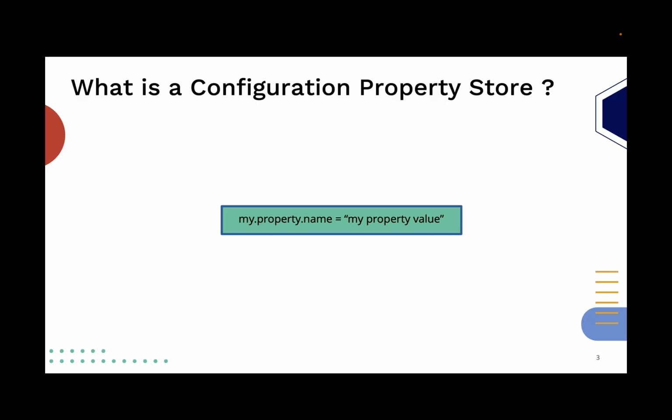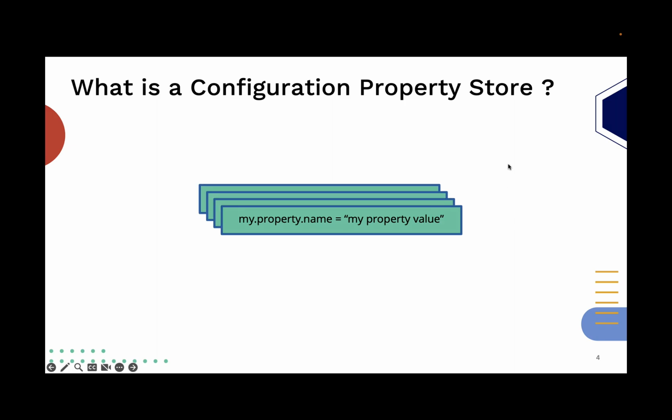So what is the Configuration Property Store? Well, it's a collection of properties. A property is a name-value pair with the segments of a property separated by a dot. So this property name has three segments: a prefix, a suffix, and an infix. And you can set them to be whatever you want. Whatever your test case or manager needs to have, you can supply a value.